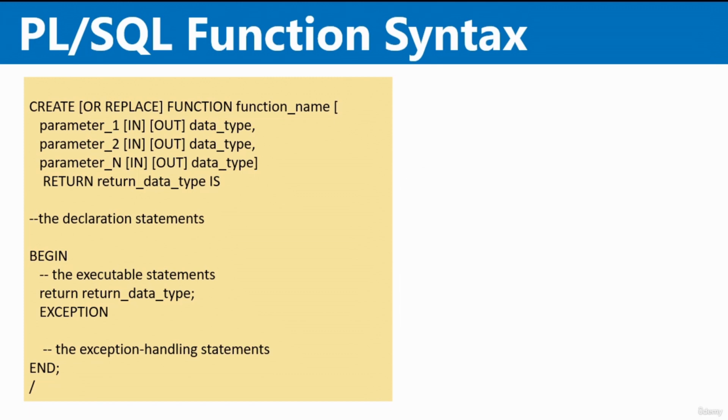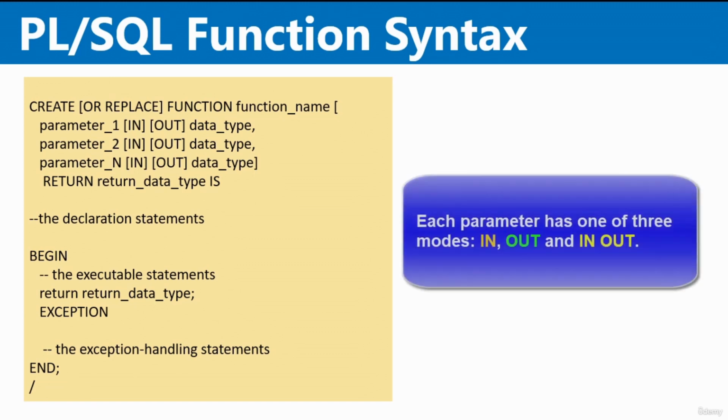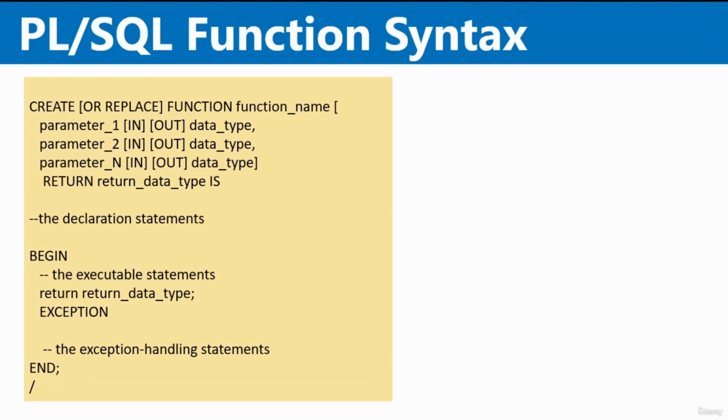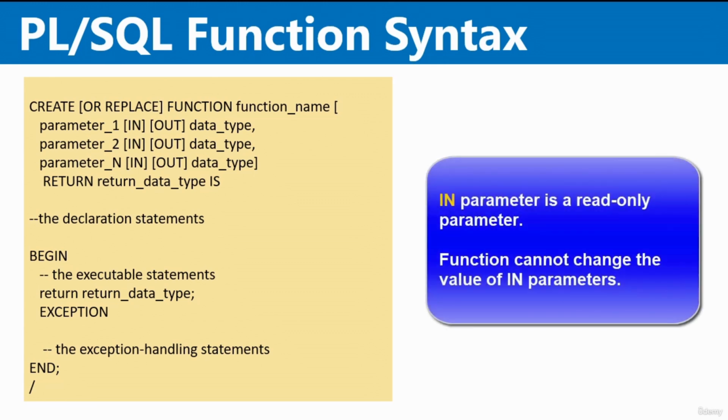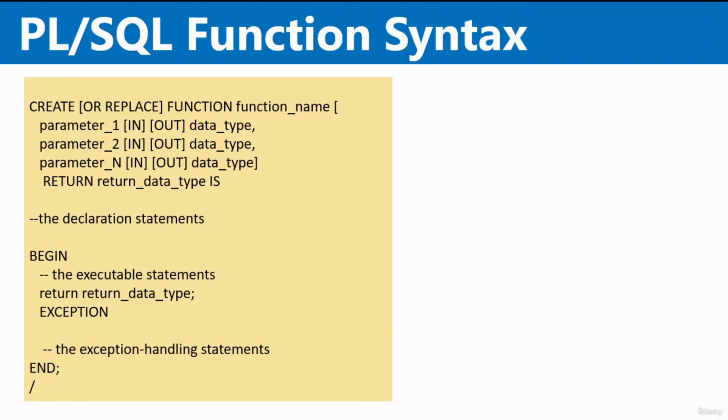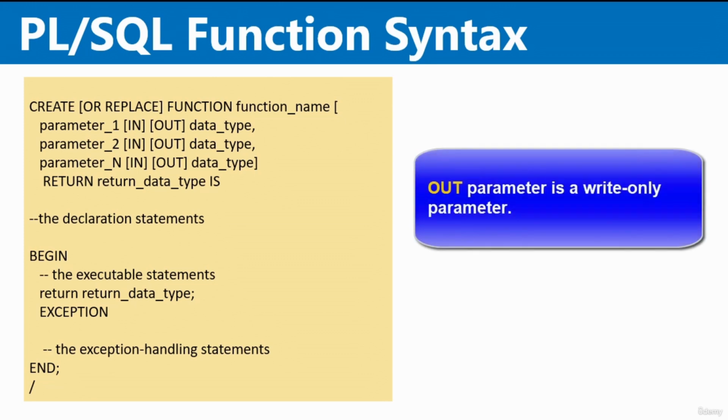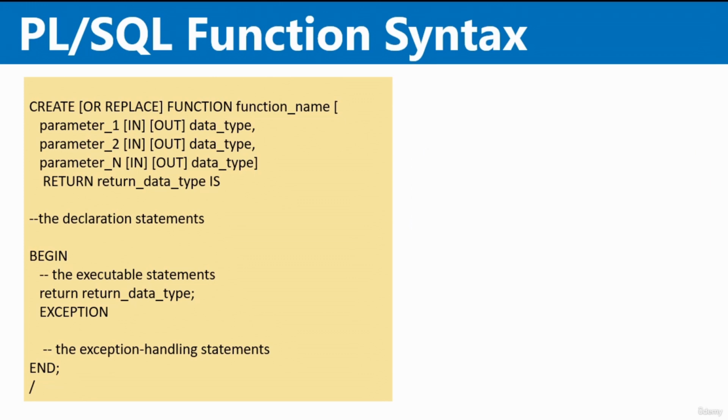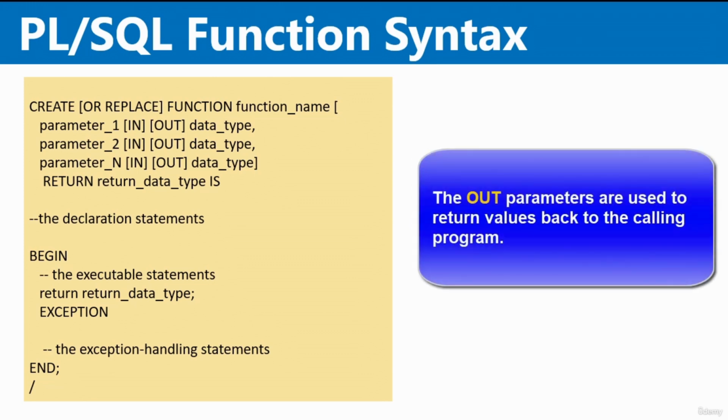Each parameter has one of three modes. So you have the IN, the OUT, and the IN OUT. The IN parameter is a read-only parameter. The function cannot change the value of the IN parameter. The OUT parameter is a write-only parameter. It can be used to return values back to the calling program.